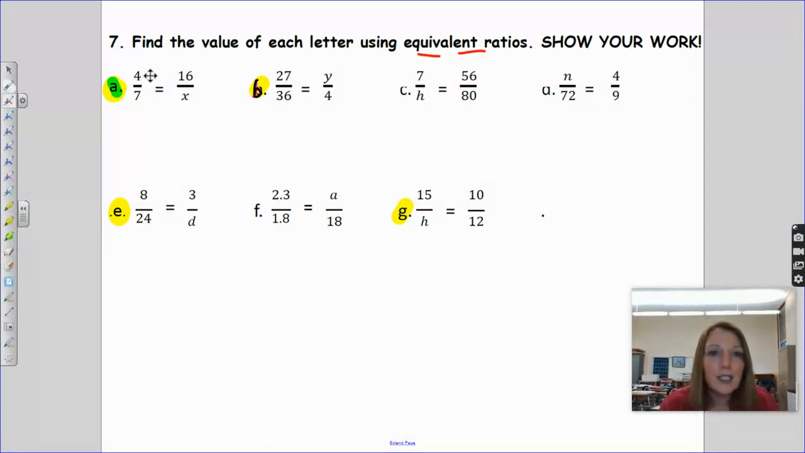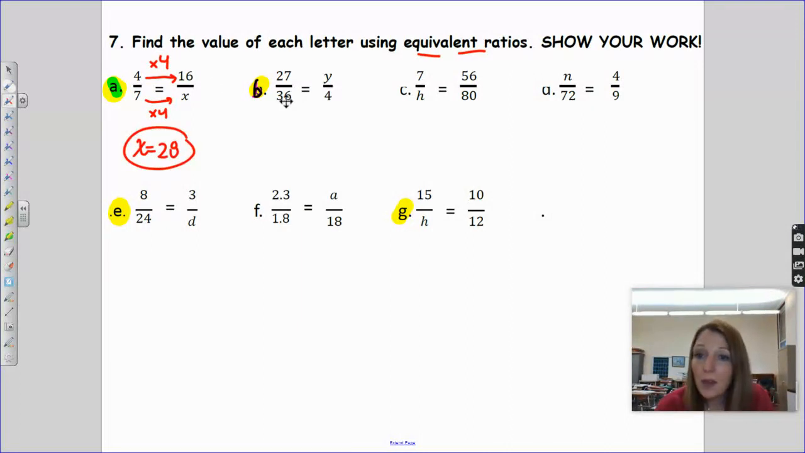So in this case, I noticed that 4 can be multiplied by 4 to get 16. So to make an equivalent ratio, I would also have to multiply the denominator 7 by 4. And that would give me a 28 here, right? 7 times 4 is 28. So I would say the value of x is 28.